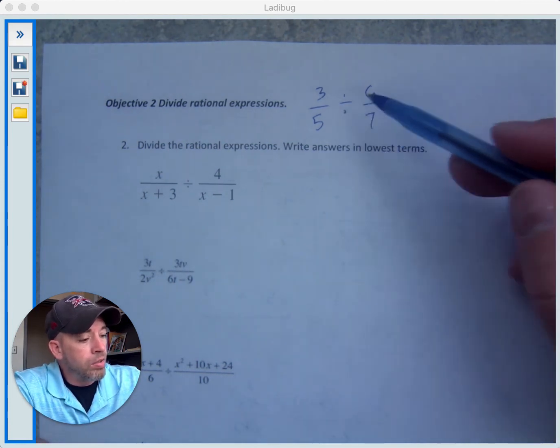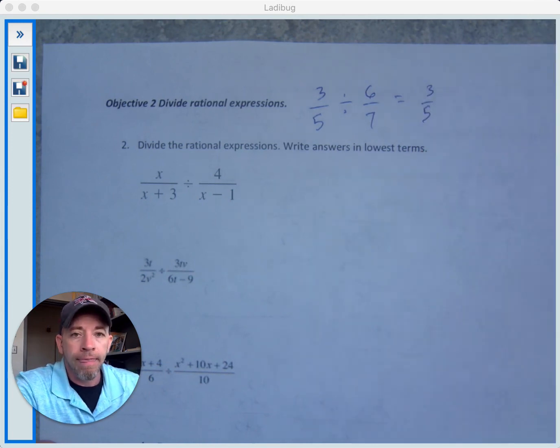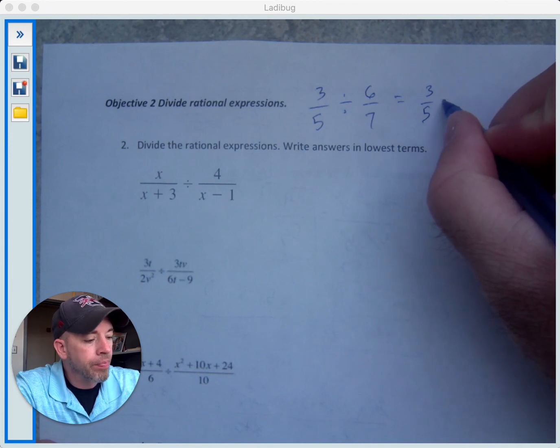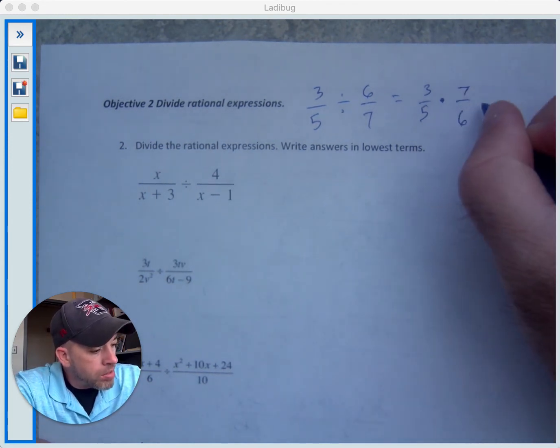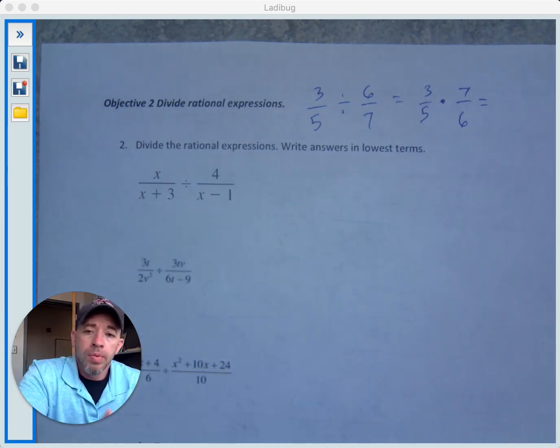Let's see, what did we do? We kept the first fraction as it was. We changed to multiplication, and we flipped the second fraction. And so we basically changed the division problem to a multiplication problem. You might wonder why this works.